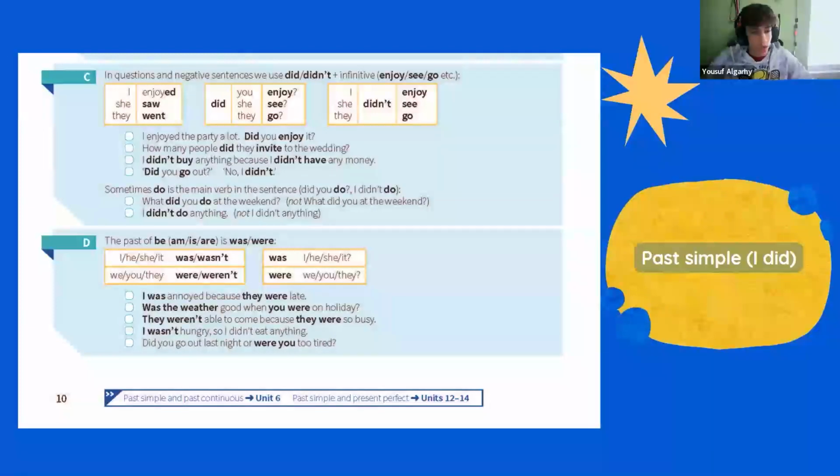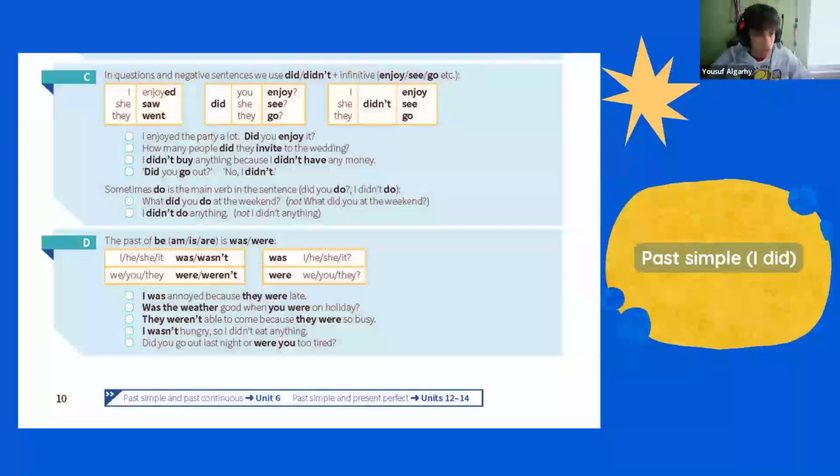Then we, you, and they: you can use any of those words with were and weren't. So like we were or we weren't. You were or you weren't. And they were or they weren't. All right. And then you have question form. Was, and then I, he, she, it. So like was I, was he, was she, was it. And then we have were, which would be were we, were you, were they.